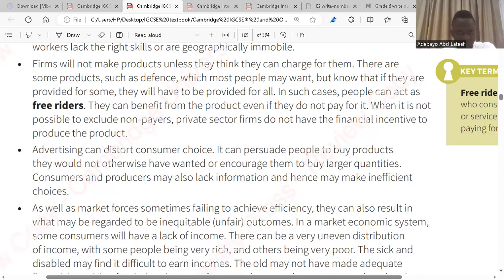Advertising can distort consumers' choice. It can persuade people to buy products they would not otherwise have wanted to, or encourage them to buy larger quantities. Consumers and producers may also lack information and hence may make inefficient choices. Another problem in the market system is persuasive advertisements. You're persuading them to buy. And also asymmetric information, when people lack information about what they are buying, they don't have full knowledge about it, or the information is wrong. Information failure. So when you provide wrong information, wrong advertisement, it's a market failure.